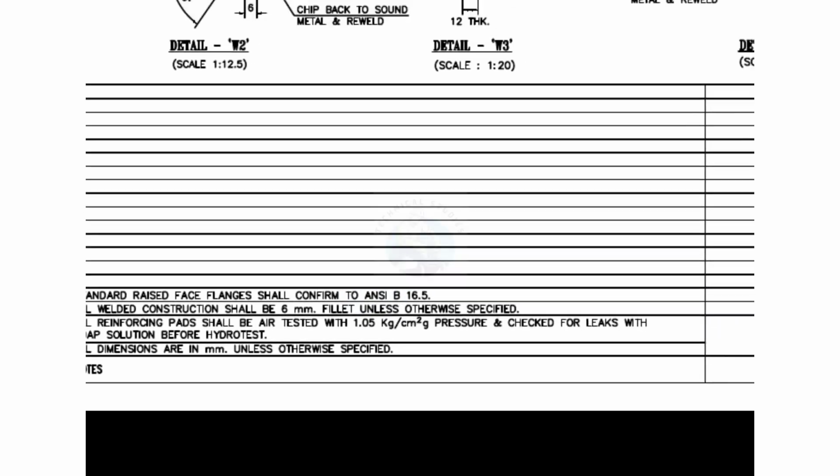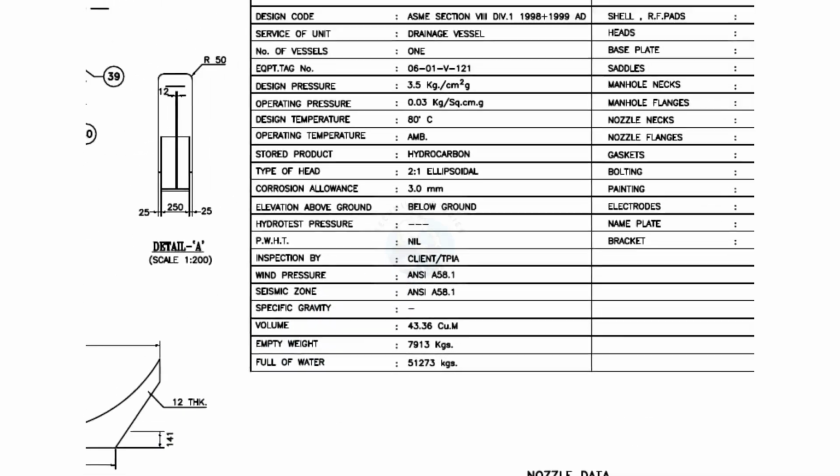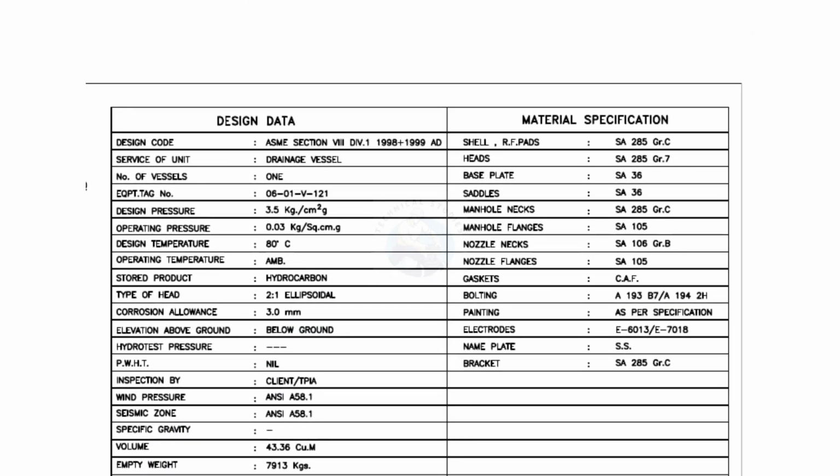Before starting the work, you must read and make sure you clearly understand these notes. This is very important. Read the design data. This is a drainage vessel. The design pressure is 3.5 kg per centimeter square.